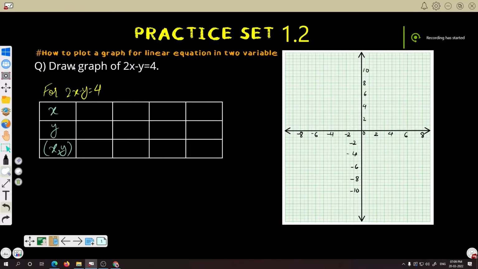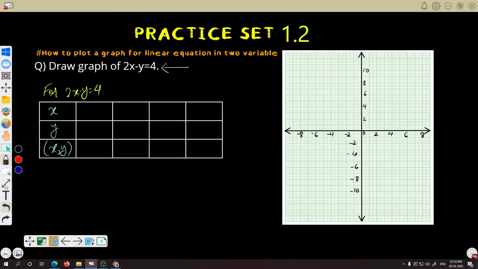So before starting with Practice Set 1.2, we will look at how to plot the graph for any linear equation in two variables. I have taken an example from your book, a solved example, that is 2x minus y is equal to 4. This is a linear equation in two variables. We will solve this and we will plot the graph of this equation on the graph paper.